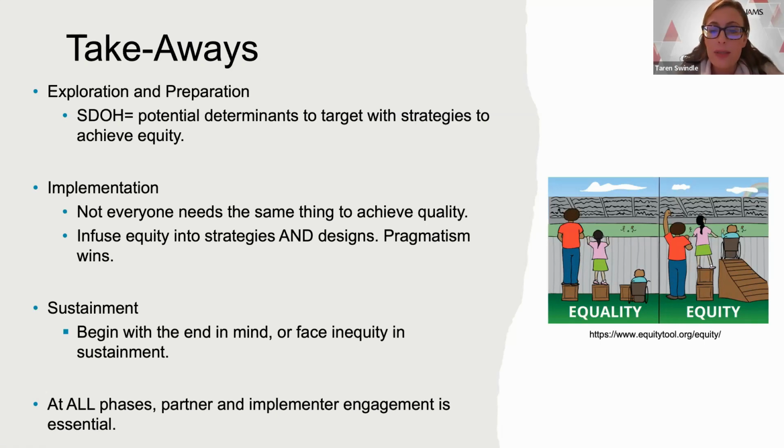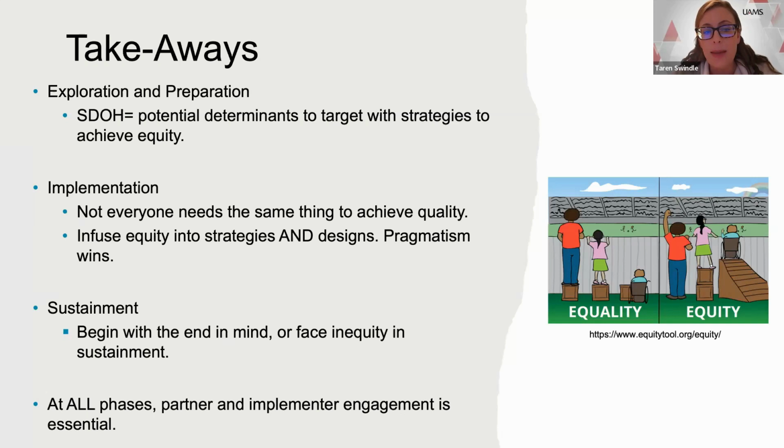We need to infuse equity into our strategies and our designs. And that means that pragmatism wins. So we've got to think about more of these adaptive designs that can help us develop equitable strategies that could be passed to our community partners.